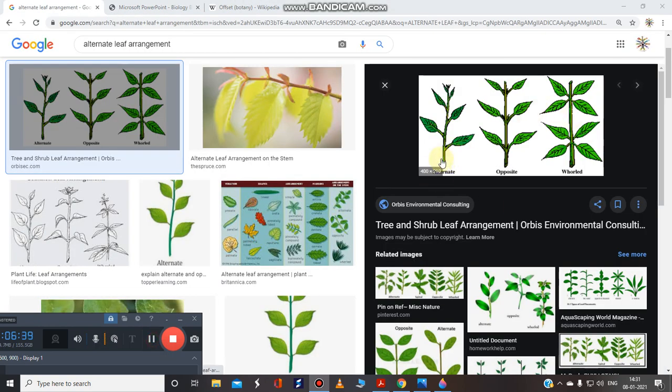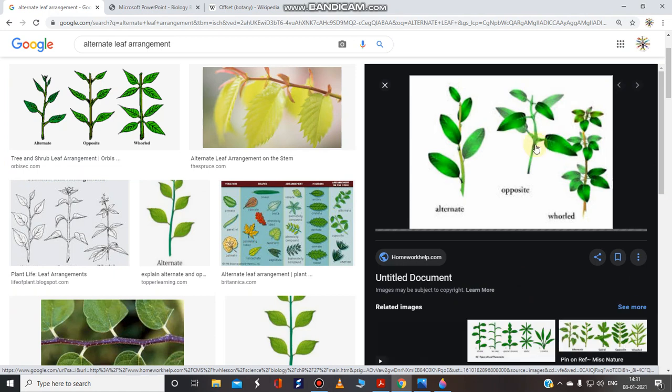Again very simple. Alternate: one leaf is there, then the second, alternately arranged; one is present over here, then second, third, fourth. What is opposite? आमने सामने, एक यहाँ पे एक इधर, opposite to each other. And whorled, एक ही point से you can find different leaves originated. Look at this. I think this is clear. Alternate, opposite, आमने सामने, एक ही point से आमने सामने. Whorled, एक से ज्यादा हो सकते हैं, दो, तीन, चार.